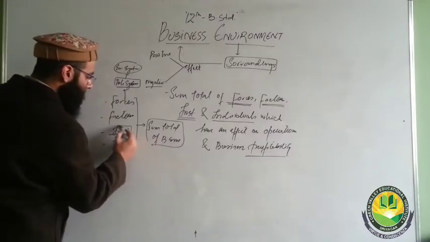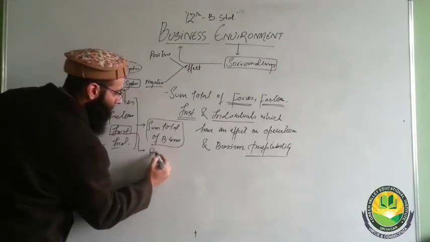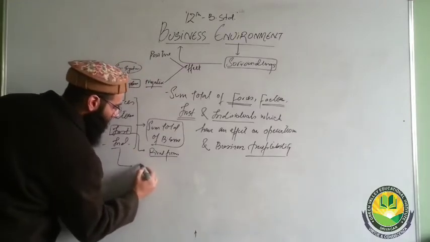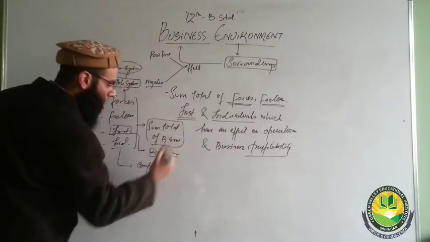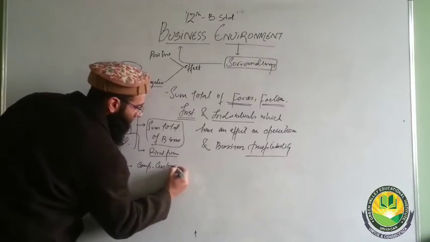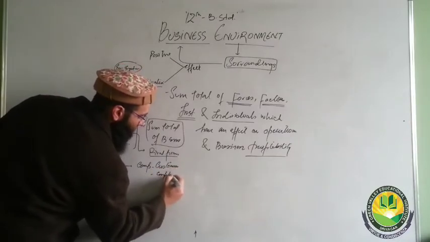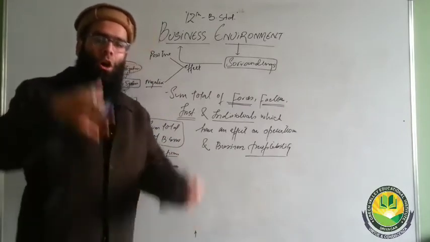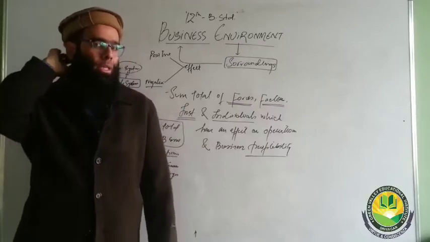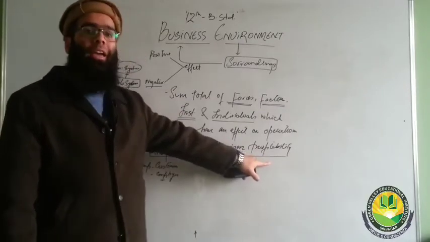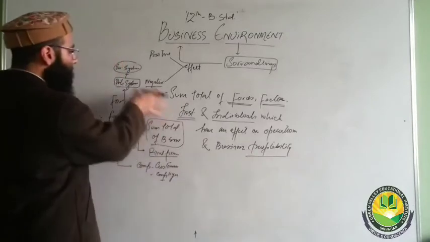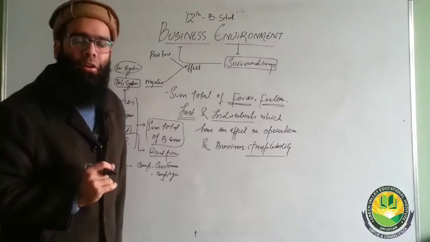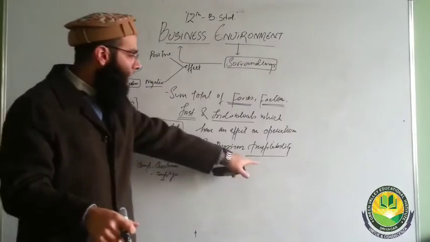Then institutions, for example rival firms. Individuals, for example competitors, or we can say customers, or employees. So all of them have a certain impact on the working and operations of our business, and in the end they affect the profitability. These forces will change, and they will create either a positive or a negative effect for a business, its working and its profitability.